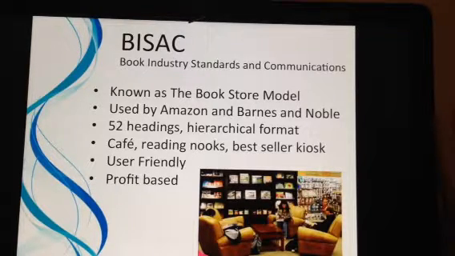There are 52 headings, but it's not just the way the books are organized. It's the whole environment of this model that people are looking at: the cafes, the reading nooks, having those kiosks that draw the eye. This is seen as a very user-friendly model, but librarians who are against it worry that this is a profit-based model, and that's not what a library is geared towards.